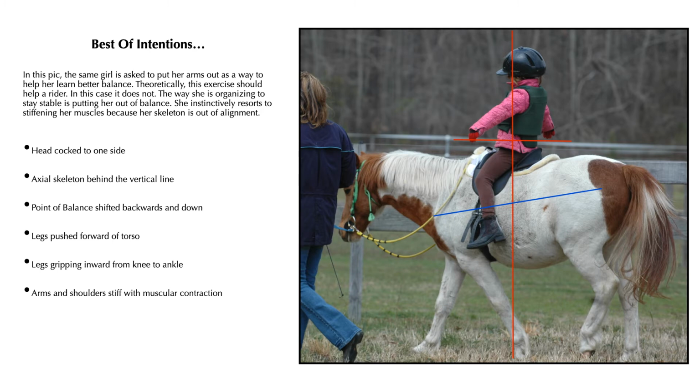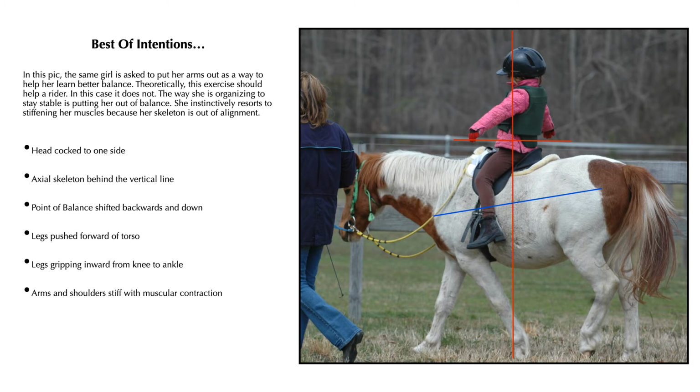We do a lot of riding instruction where we try to get people to find their balance by taking away the hands. And in the first pictures, giving the hands something to do actually facilitated the balance of both little kids. Here, when she's following the instruction of the instructor with the best of intentions, now you can see her little legs are gripping, her little arms are stiff, her torso is behind the vertical, her head is tilted forward and to one side, and she's having to go to muscular energy to try to figure out how to balance.